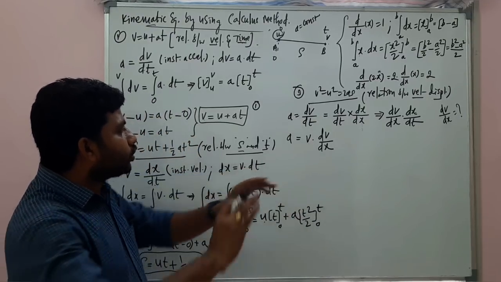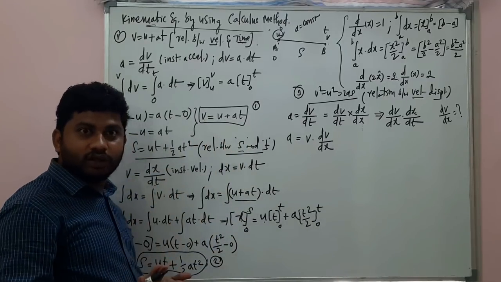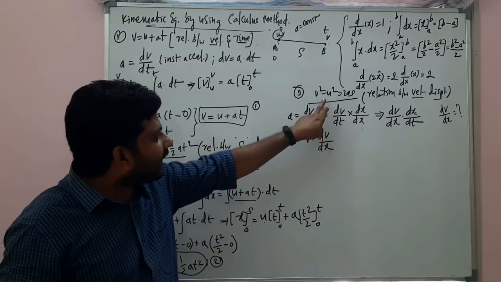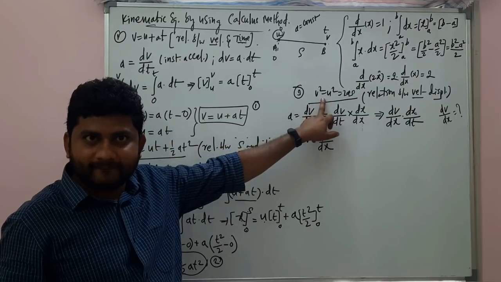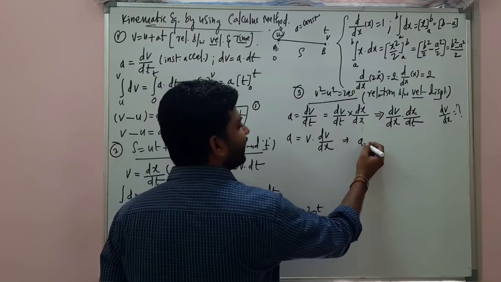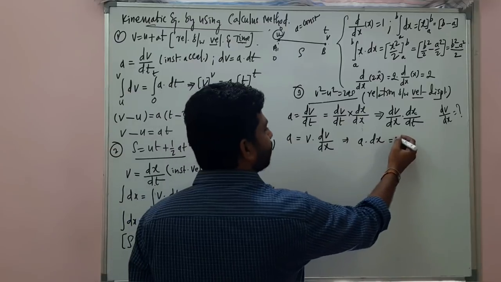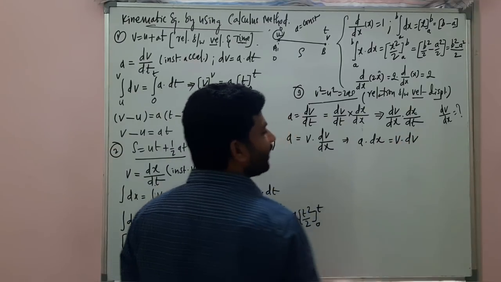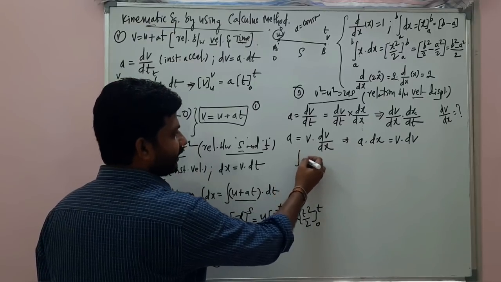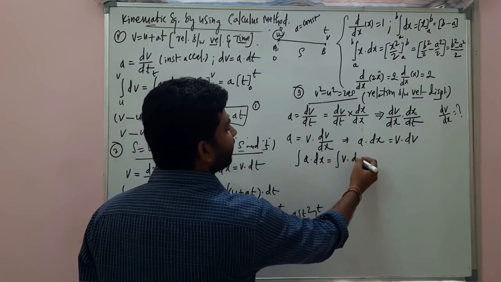This velocity you need not write as v is equal to u plus at, because our required equation does not have any time term. There is no time in this equation. So now what I can write: a into dx, just take this dx on the left-hand side, is equal to v into dv. Integrate both sides. Integral a dx is equal to integral v dv.